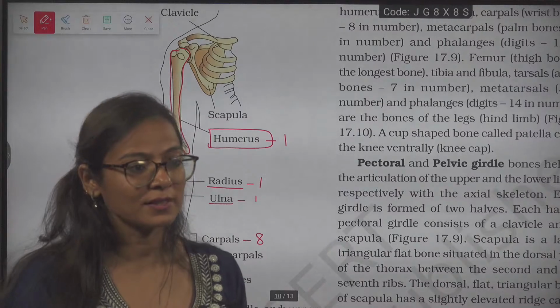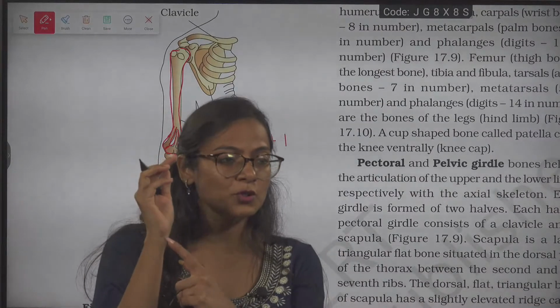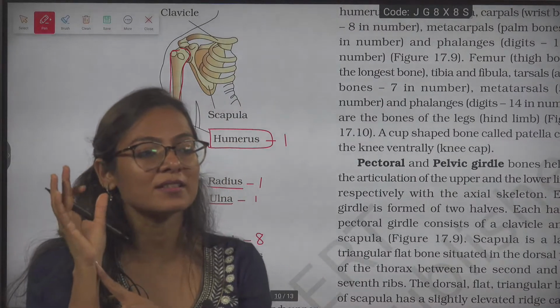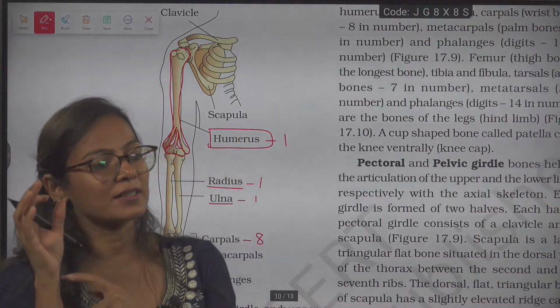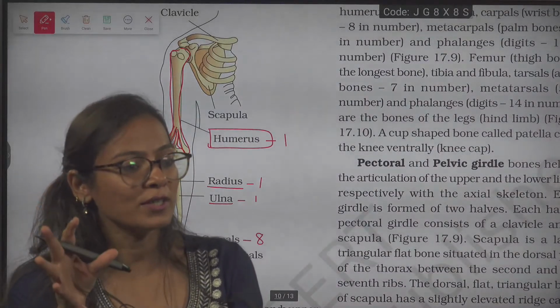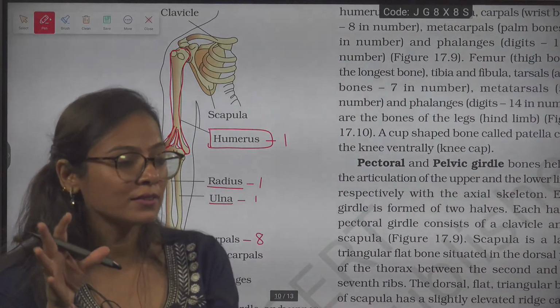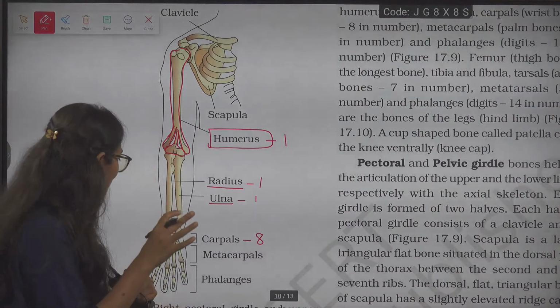I think that day we have seen one type of bone, small cubical bones, short bones, right? Those short bones, cubical bones, are present in the wrist. So they will make up our wrist. So those bones are called what? Yes, they are called carpals.